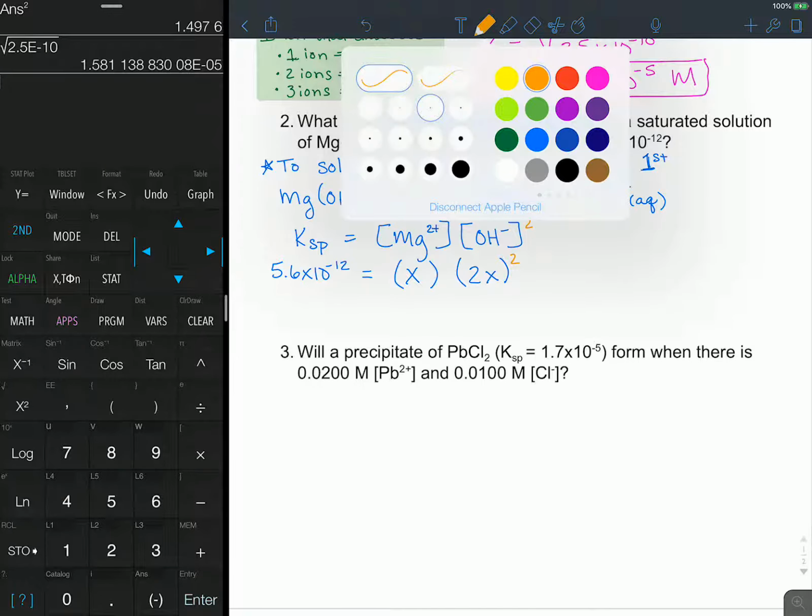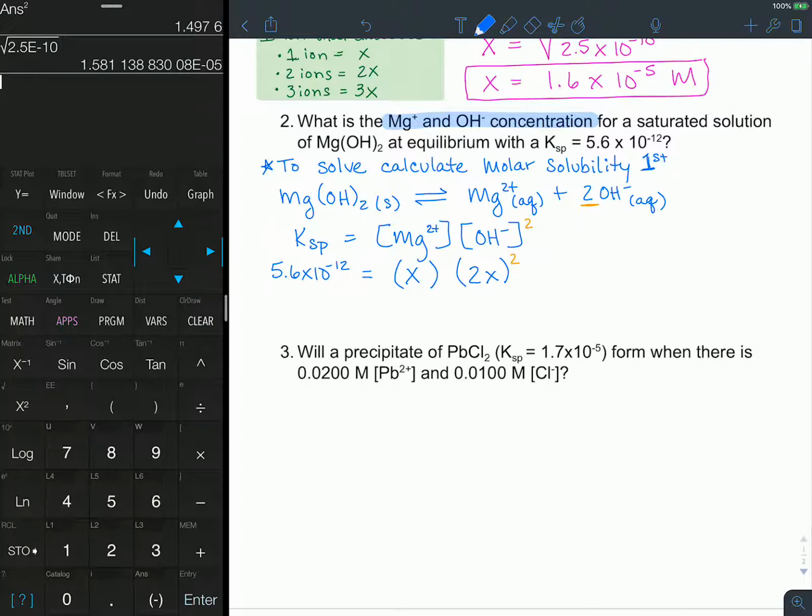And if I put X times 2X squared, so 2 squared is going to be 4, and X squared times X is going to be X cubed. And so this is going to give me 4X cubed. All right. So now to get X by itself, we're going to have to divide both sides by 4. So X cubed is equal to 5.6 times 10 to the negative 12 divided by 4.